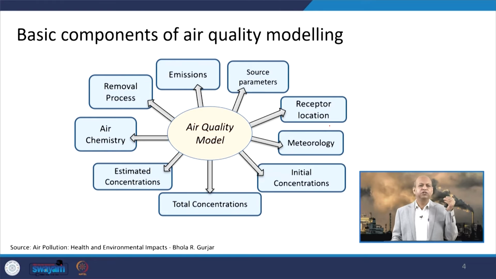In that case, we can ignore the air chemistry, but in certain cases we do not want to ignore the air chemistry, like ozone production, secondary aerosols, etc. So, there we have to include the atmospheric chemistry in the modeling equations. Well, then the removal processes, because dry deposition is happening, and sometimes wet deposition happens because of rain, etc. So, that is also to be taken into account if we want to estimate with good quality, and all these things are part of the complete air quality modeling effort.